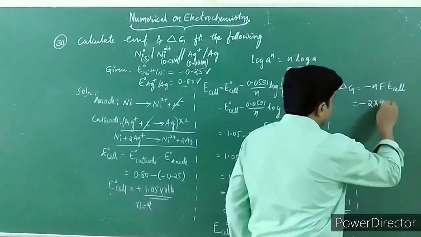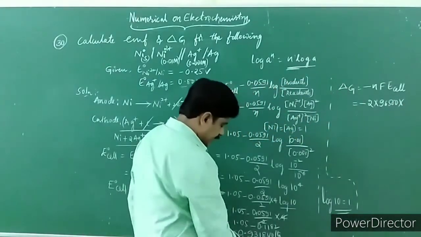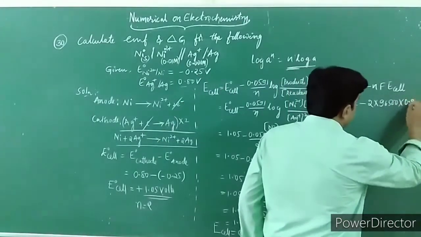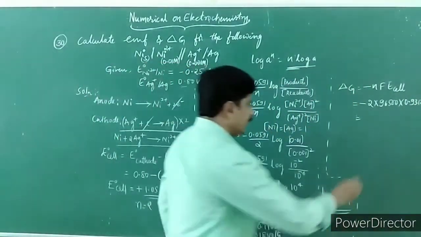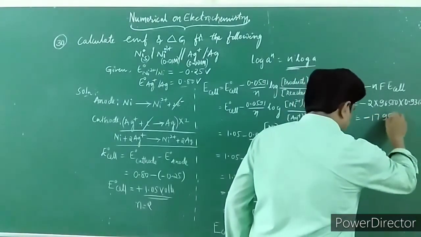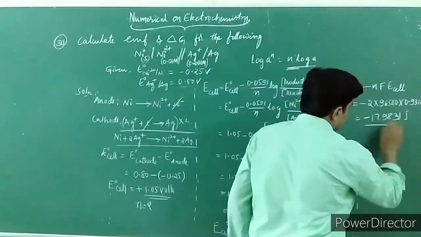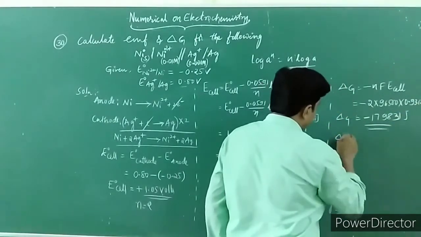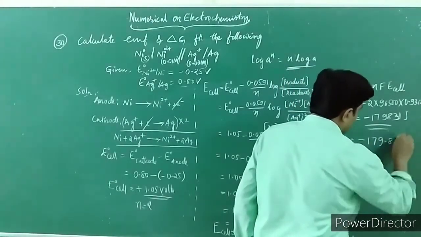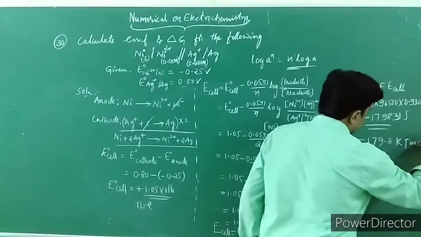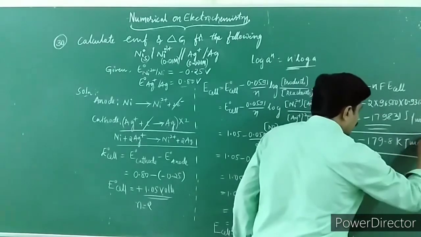And Faraday you know that, 96,500 joules into E cell, just now you have calculated, that is equal to 0.9318 volts. Children, if you simplify, you are going to get minus 179,831 joules. So this is what delta G. I simplify, delta G is equal to minus 179.8 kilojoules per mole. This is also per mole. So this is how you have to find out delta G.